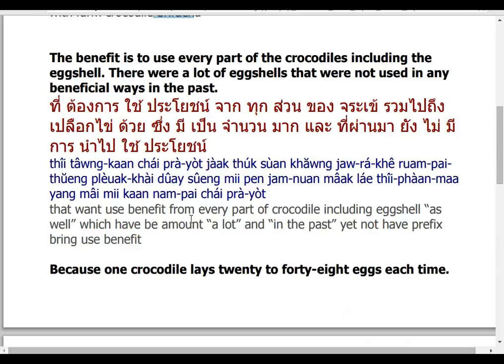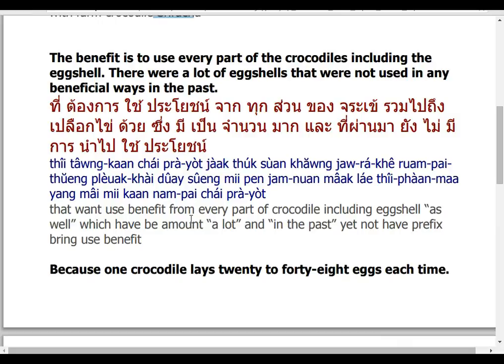The benefit is to use every part of the crocodiles, including the eggshell. There were a lot of eggshells that were not used in any beneficial ways in the past. Let's read it all the way through one time.